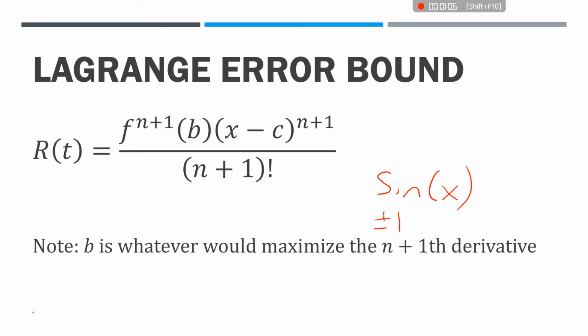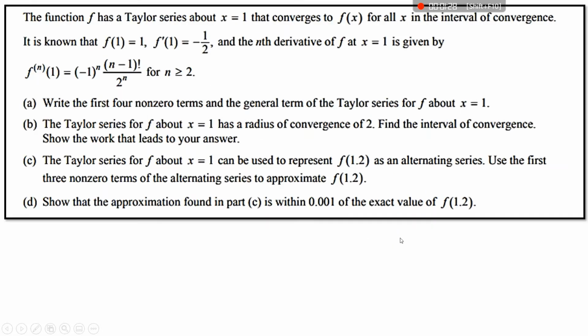Okay, so the reason this b is not c, so I'm not actually centering around the center point anymore, is because we want our error to be as wrong as possible. Any questions on error bound? Nope. Okay, we'll try one.